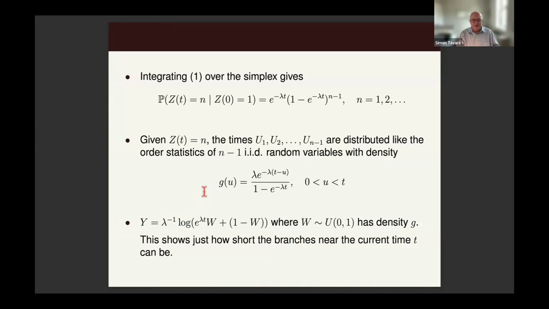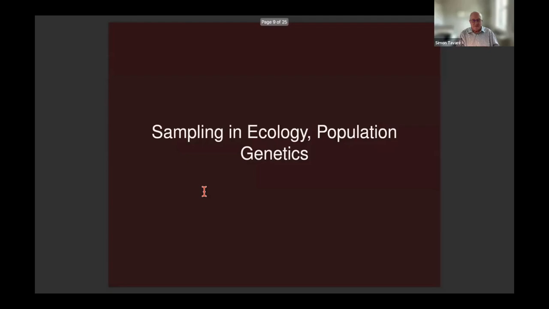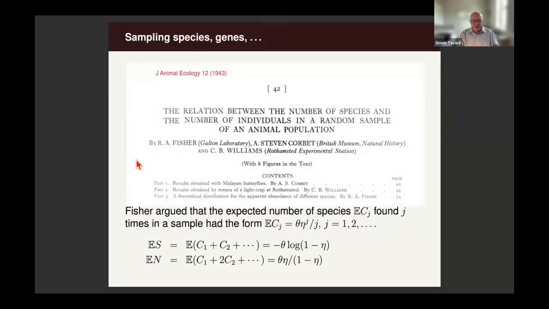And now what I want to do is use it to do two things. So the first one is a sampling problem that arose originally in ecology, but has appeared in population genetics and many, many other contexts as well. And I think the easiest place to start is with this famous paper of R.A. Fisher and others, Corbet and Williams, in 1943. The whole problem relates to the issue about how the number of species and the number of individuals in a random sample are related to each other.